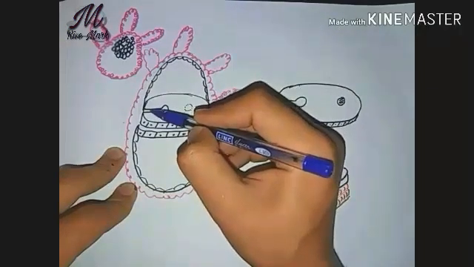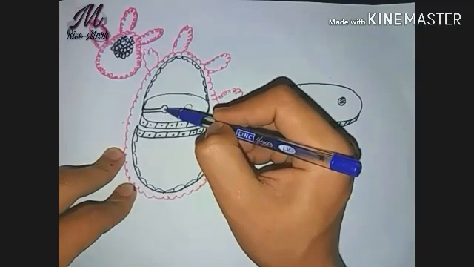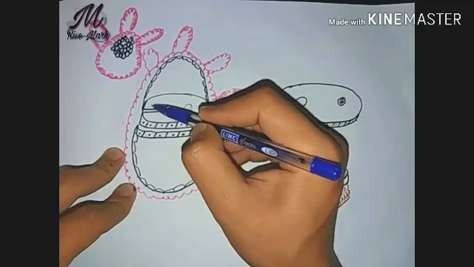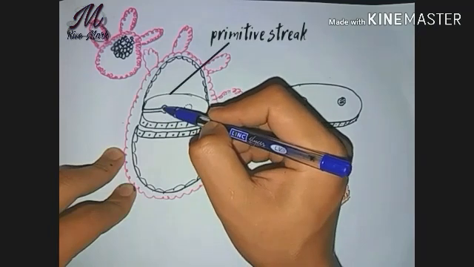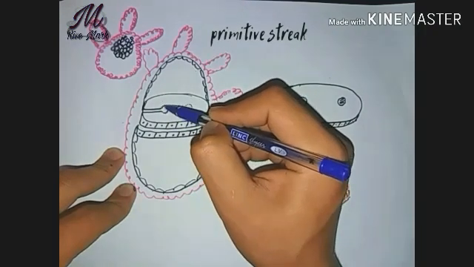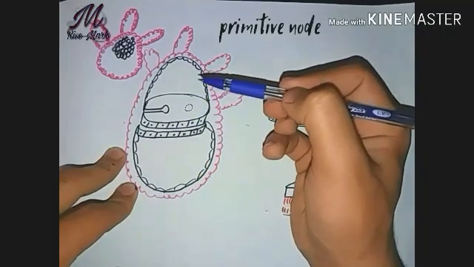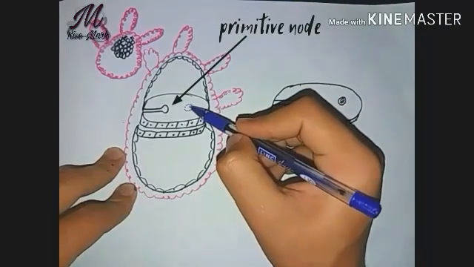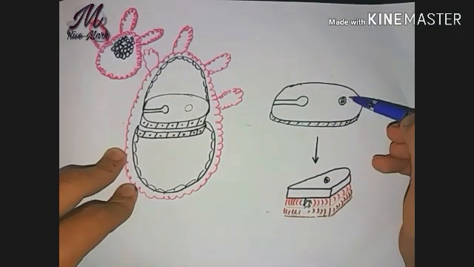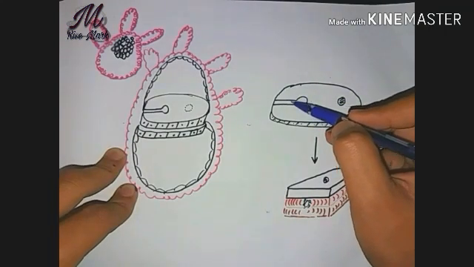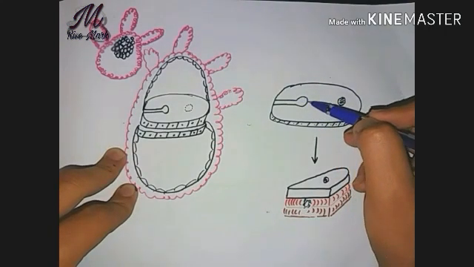And some cells degenerate at this area and make a streak-like structure, so this is known as the primitive streak, and it also makes a node here, which is known as the primitive node. If I take out this diagram and draw it here, you can see here, this is the prochordal plate, and this is the primitive streak and primitive node.